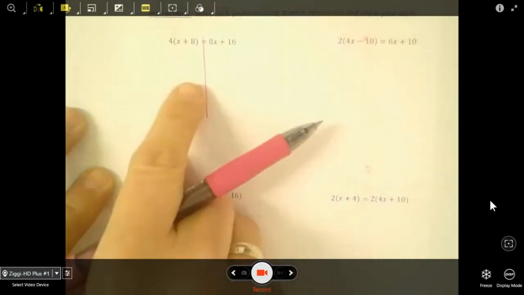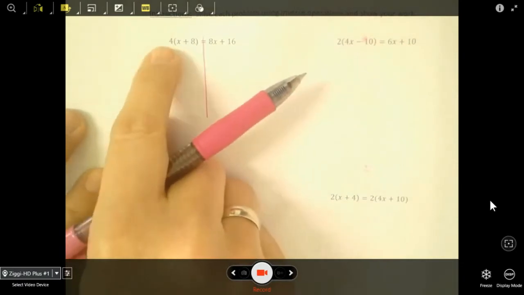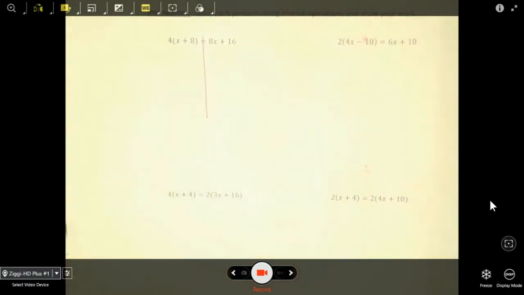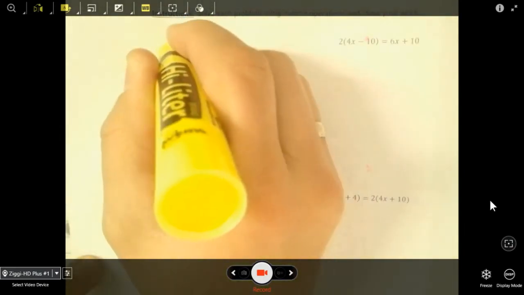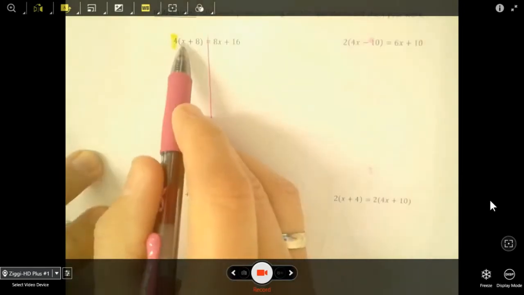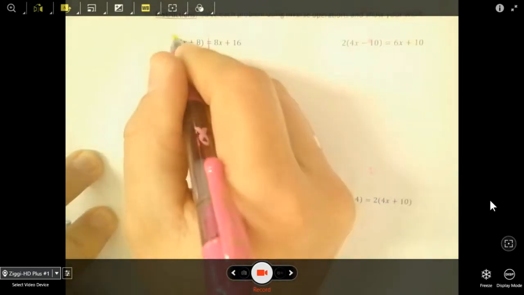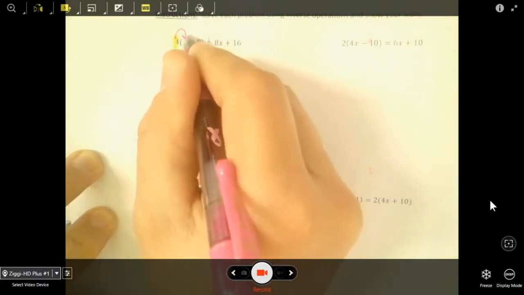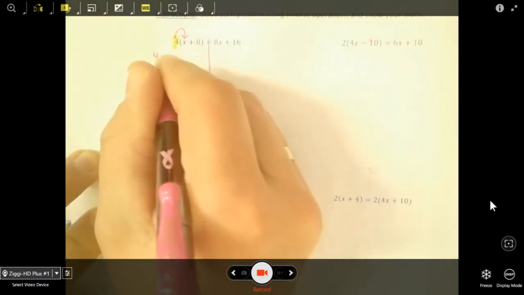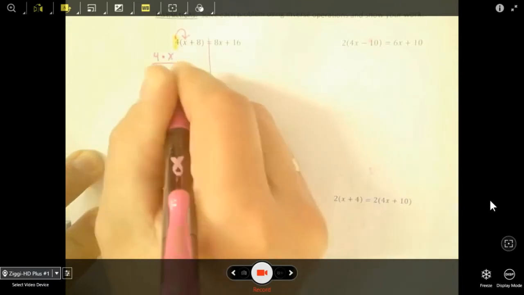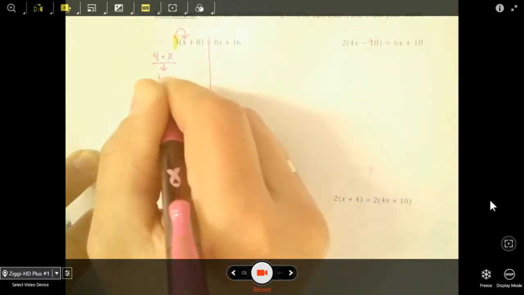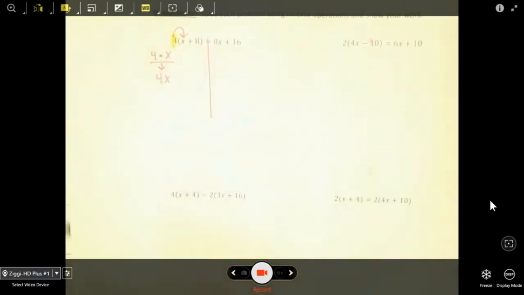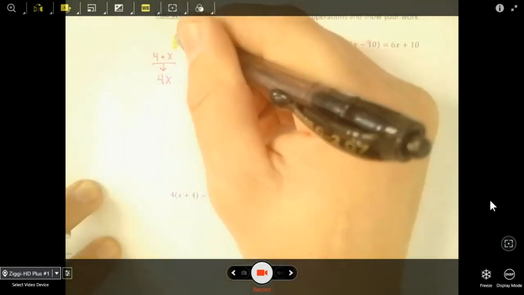And now the first thing I want to do when I see parentheses is distribute this number that's in front of the parenthesis to whatever is on the other side. In other words, I want to take this 4 that's in front of the parenthesis and multiply it to the two numbers on the inside of the parenthesis. So for instance, I'm going to multiply 4 times x. And that's going to give me 4 x's. Then I'm going to multiply that 4 times the 8.